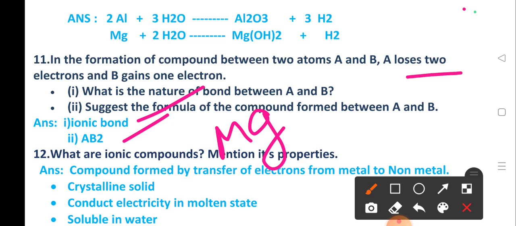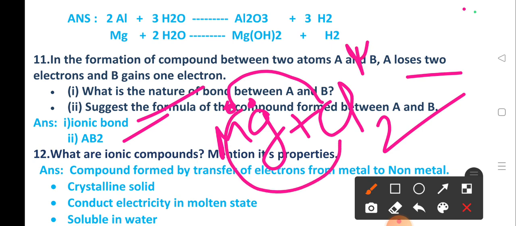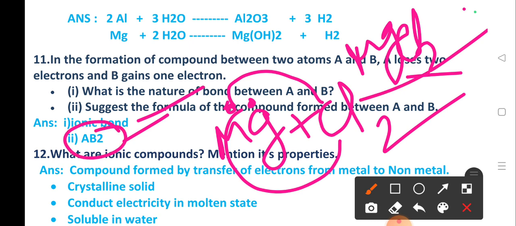They have the capacity to donate those 2 electrons. It reacts with chlorine. Chlorine has the capacity to accept 1 electron. Since it accepts only 1 electron, another one remains in magnesium. That's why it reacts with 2 chlorine to donate these 2 electrons. To donate these 2 electrons, what does it give? It gives magnesium chloride, MgCl2. Here it is AB2: A is magnesium, B is chlorine. Its formula is AB2.